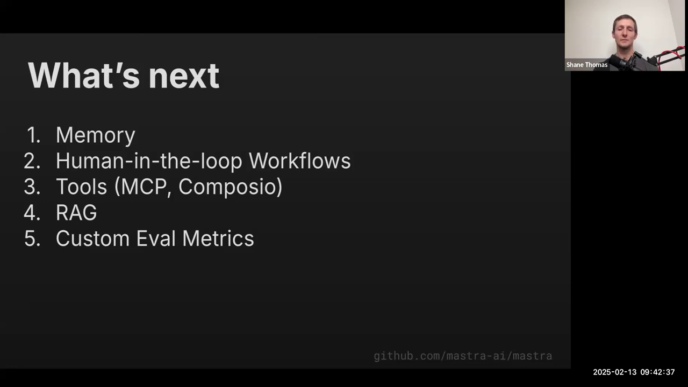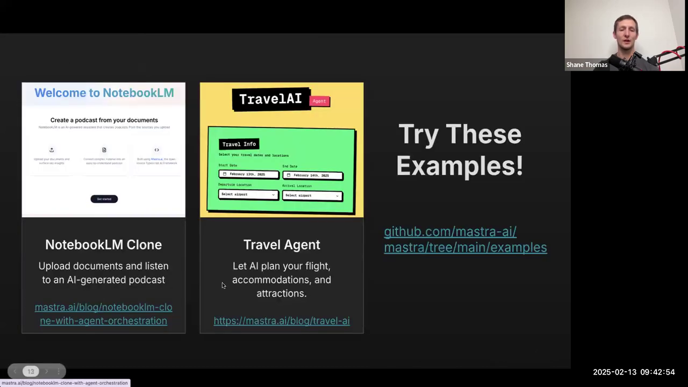And then I mentioned briefly custom eval metrics, which would be writing your own eval metric that aligns with what you're trying to get out of your agent. So those would be things. The nice thing is in the Mastra docs, those are pretty much all top level items where you can dig in and start to learn more.